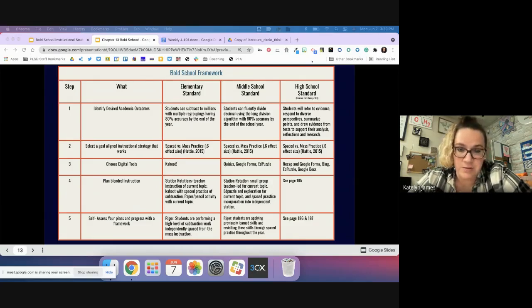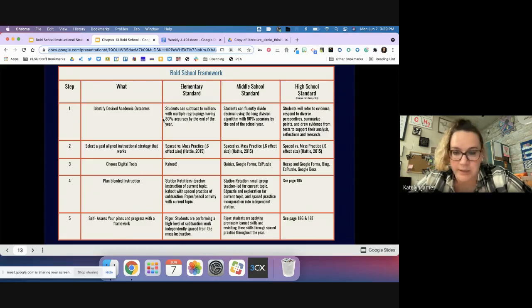Kind of the same for station rotation: small group teacher led for the current topic, where then they could have an Edpuzzle, an exploration for that current topic in another station, and then spaced practice incorporation into an independent student station. The rigor is students are applying previously learned skills and revisiting those skills through spaced practice throughout the entire school year.